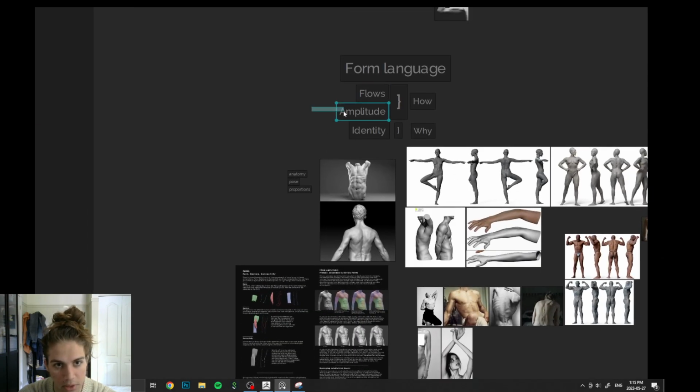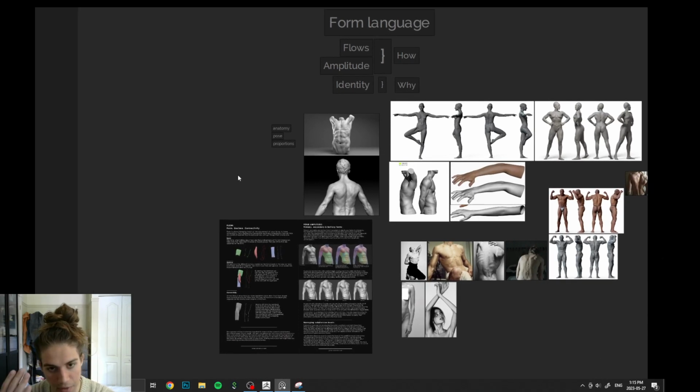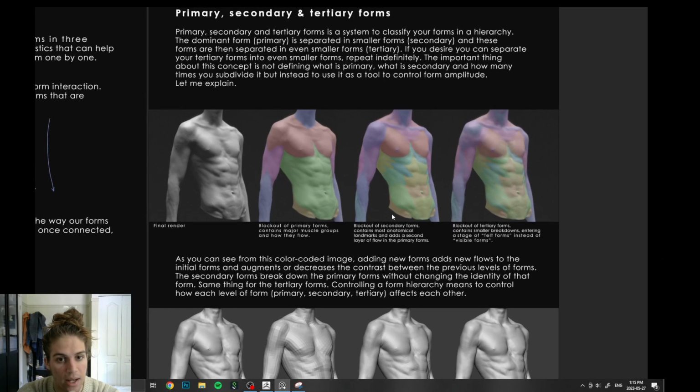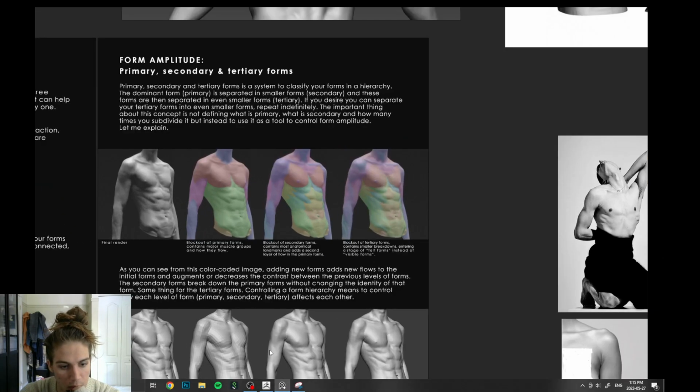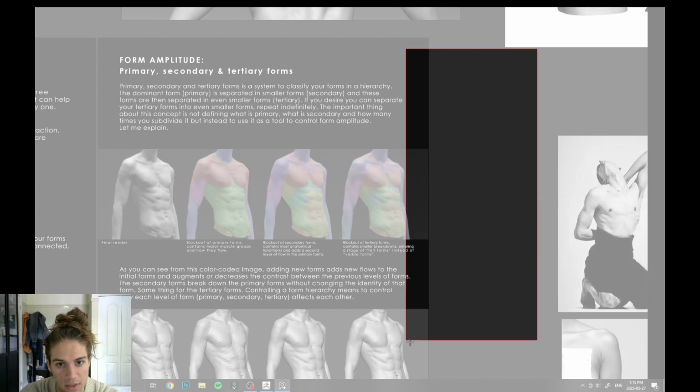Now amplitude is this idea that forms have a certain strength to them, and there's a relationship between small forms and big forms and how they go on top of each other, how they layer each other. How I tried to break it down is a bit the idea of primary form, secondary form, and tertiary forms. So when you're looking at a human, you're going to have your big blocks, and then every single block that you create, you can separate them in smaller chunks, and again, you can separate them in smaller chunks.